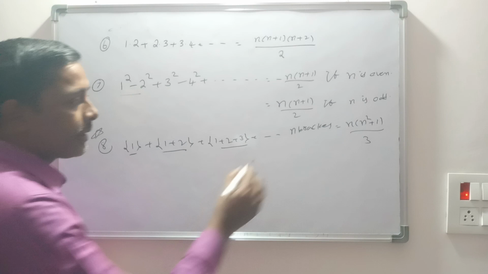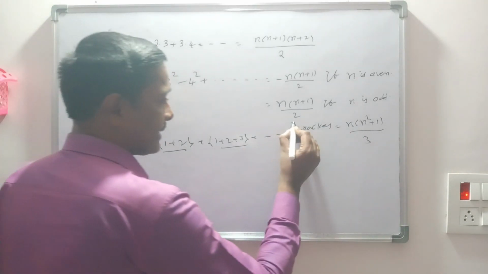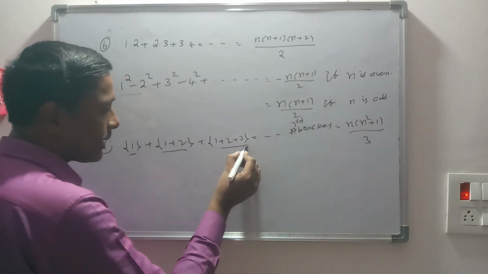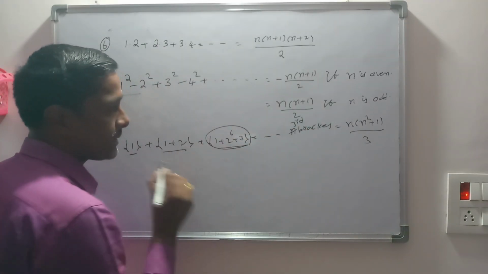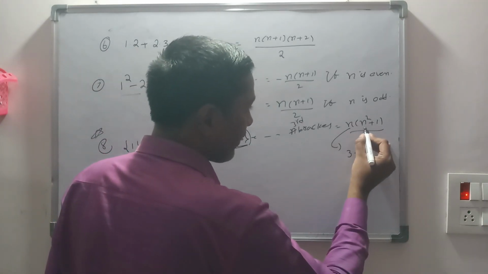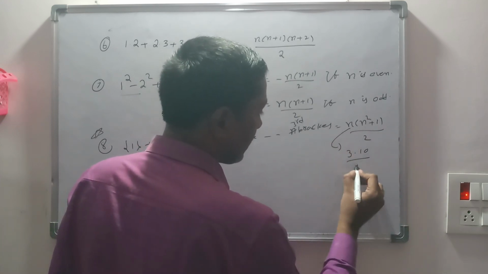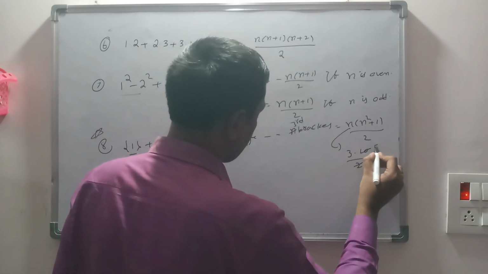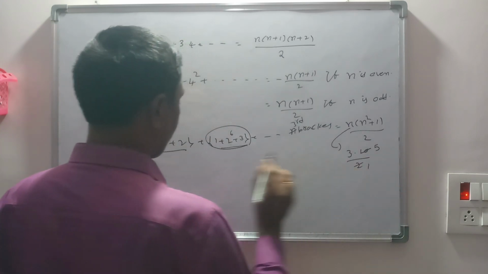For example, n we can write as 3. Sum of the third bracket. What is the sum of the third bracket? 3 plus 2 is 5, 5 plus 1 is 6. Apply this formula. Put n equal to 3. 3 into (3 square, 9, plus 1) by 2. 9 plus 1 is 10. 10 by 2 is 5. 3 into 5 is 15.